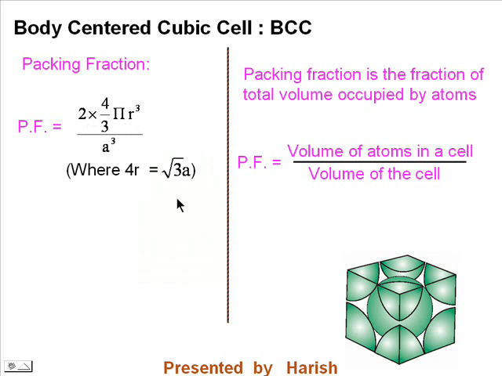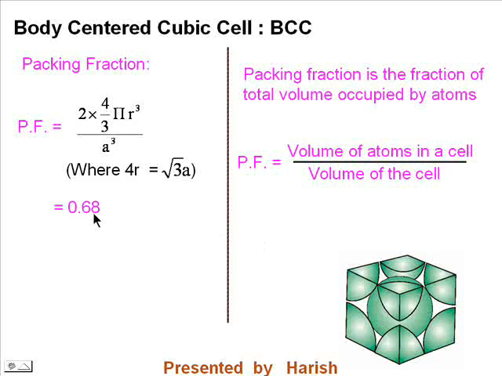Before that, you need a relation between A and R, which is derived: 4R is equal to root 3 A. If you go along a body diagonal, you'll have R plus 2R plus R, that is equal to root 3 A. So from that, if you do this arithmetic, you get 0.68. This is the packing fraction.